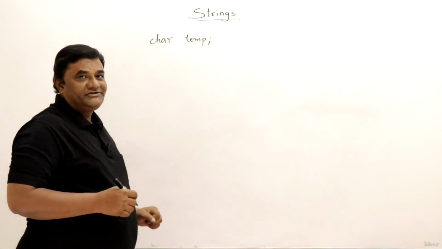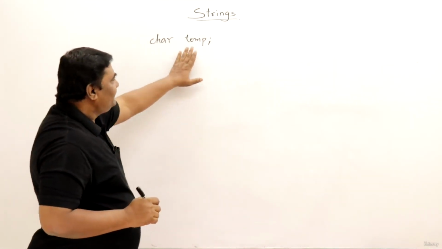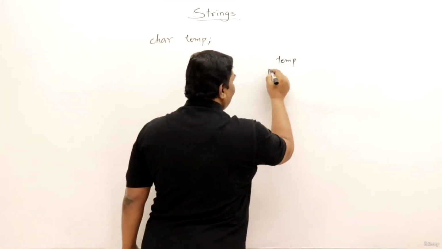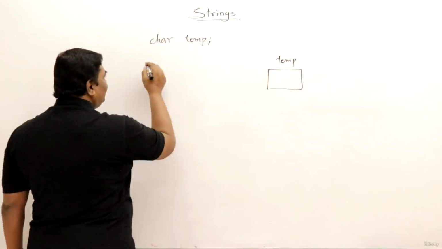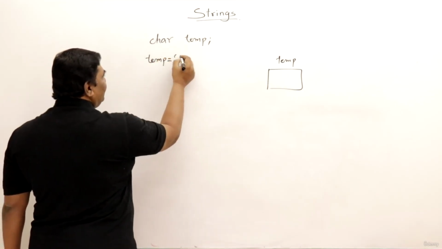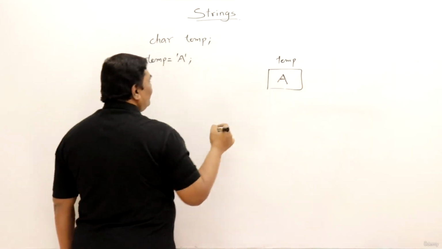So how much memory does it consume? It takes 1 byte of memory. Then what is the data present here? There is nothing present here, so temp is just 1 byte. If I want to store something in that, I can initialize it with a character, let us say capital A. So A is stored here.